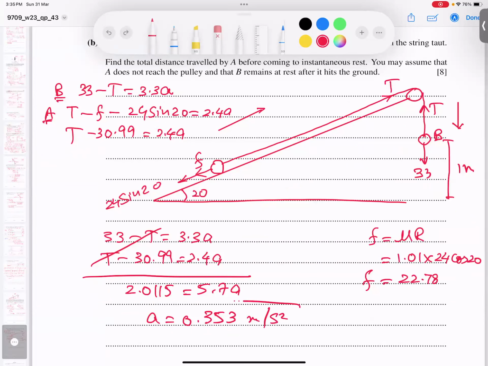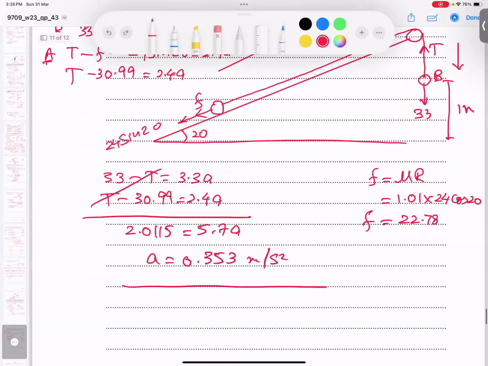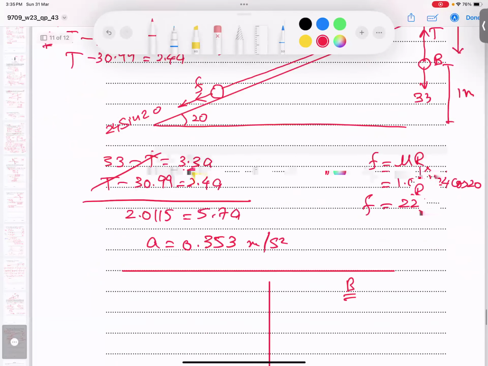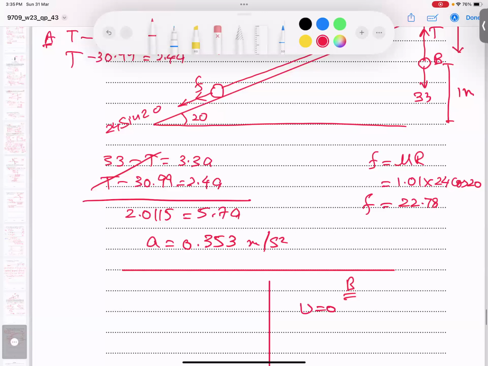Okay, so this is not our final answer. Let's go for the next plan. What is the plan he talks about? This particle will fall with this acceleration, and this particle will move with this acceleration. This acceleration will work until it hits the ground. So let's talk about that part. Here I'm making a plan for the B particle. For the B particle, the starting velocity is confirmed 0, and the distance to travel is 1 meter.